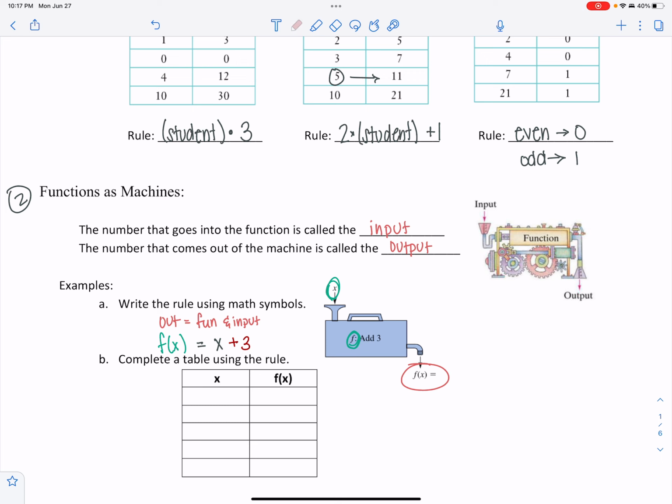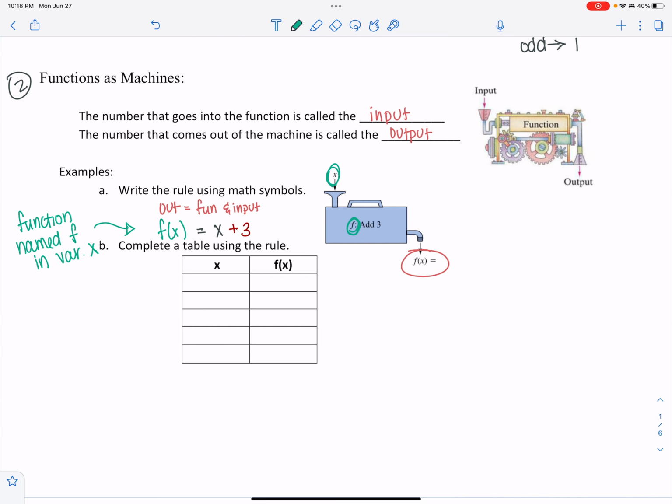f of x does not mean f times x. It means that this is a function named f in variable x. That's what f of x means. It's just a way to identify a specific equation.